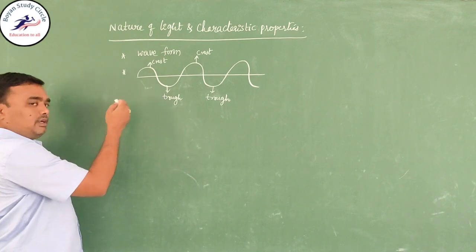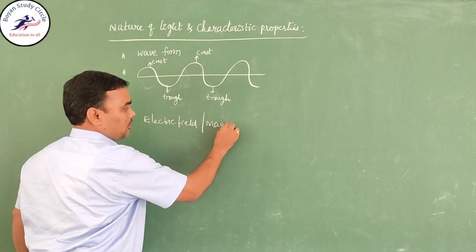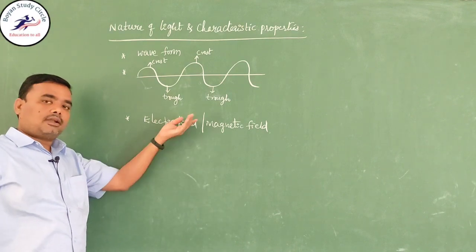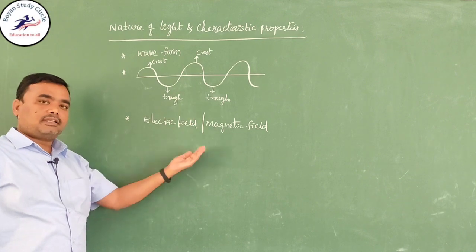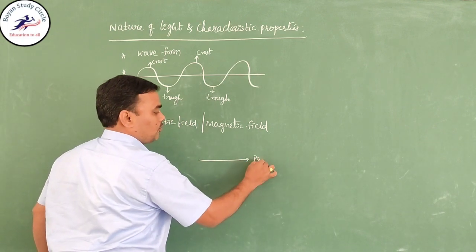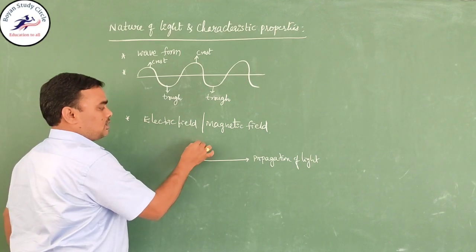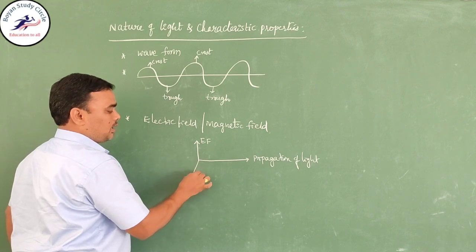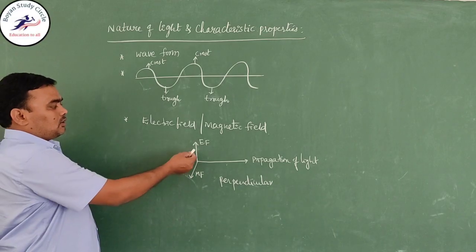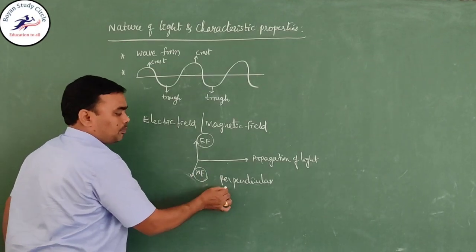Also, when light travels, it forms electric field and magnetic field around it, right. If this is the direction of propagation of light, then this is the electric field direction and this is the magnetic field direction. That means the electric field, the magnetic field and the direction of propagation of light are perpendicular to each other, right.